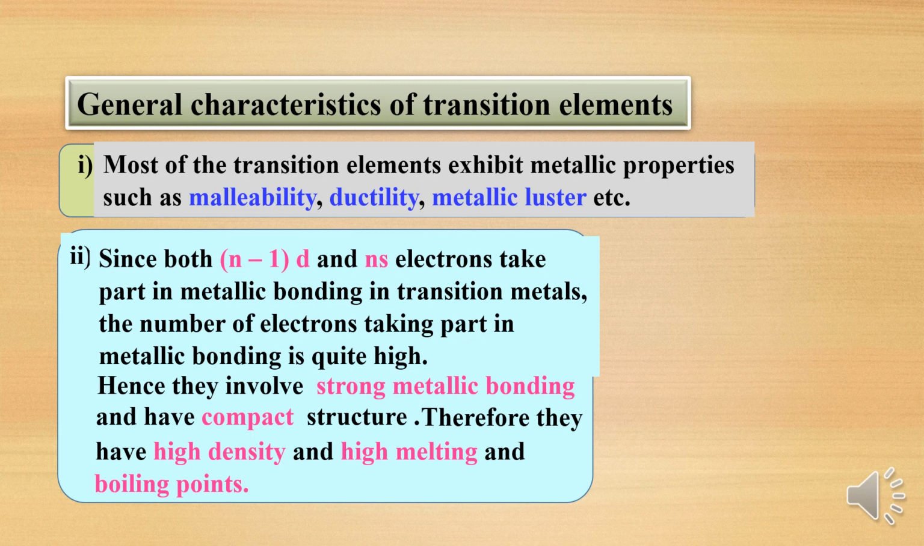Once more I will repeat. (n-1)d and ns electrons are present, and these electrons take part in the metallic bonding. So the metallic bonding is quite high in the transition elements. Hence they involve strong metallic bonding and have a compact structure. The structure of the metals is compact, hence they have high density as well as high melting and boiling points.